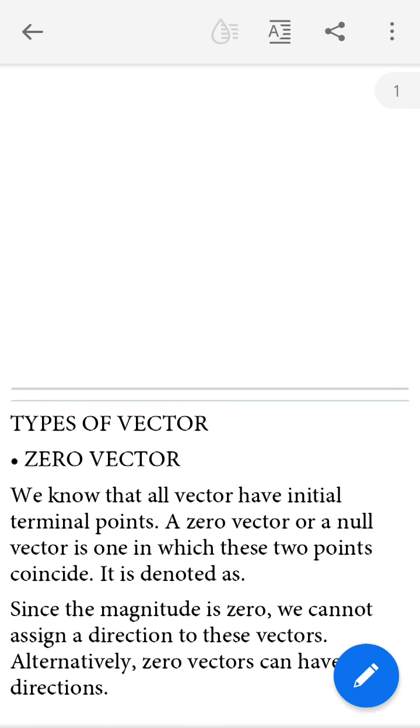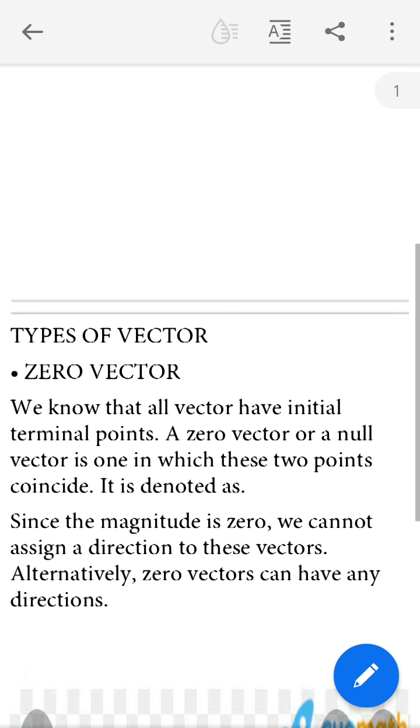First is zero vector. We know that all vectors have initial and terminal points. A zero vector or a null vector is one in which these two points coincide. It is denoted as 0. Since the magnitude is 0, we cannot assign a direction to these vectors. Alternatively, zero vectors can have any direction.